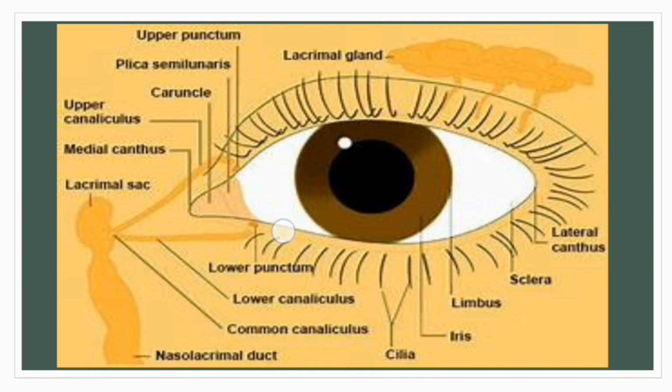The punctum is this dot and this dot, upper punctum and lower punctum. This is the lower canaliculi, this is the upper canaliculi, then we have the lacrimal sac. So we are going to discuss now. We have discussed the lower canaliculi and punctum. So we are moving towards the lacrimal sac, right?